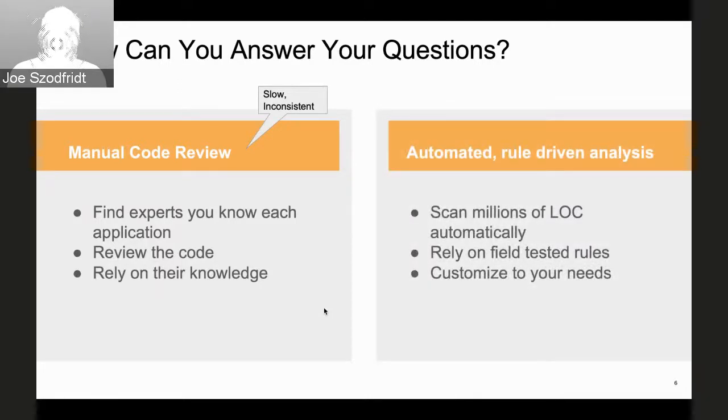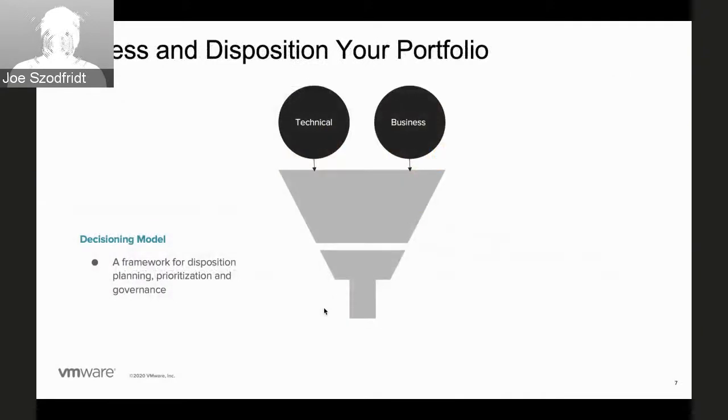The other way is to have some type of automated, rule-driven analysis engine that has the capability to scan millions of lines of code automatically. It is built on a set of rules that have been field tested. So people have actually done migrations and looked for patterns within applications, and coded that into an analysis tool, and it's something that you can obviously customize, right? So it's not just a set of rules that someone gives you, but something that is also expandable. And that's what we've done with Cloud Suitability Analyzer.